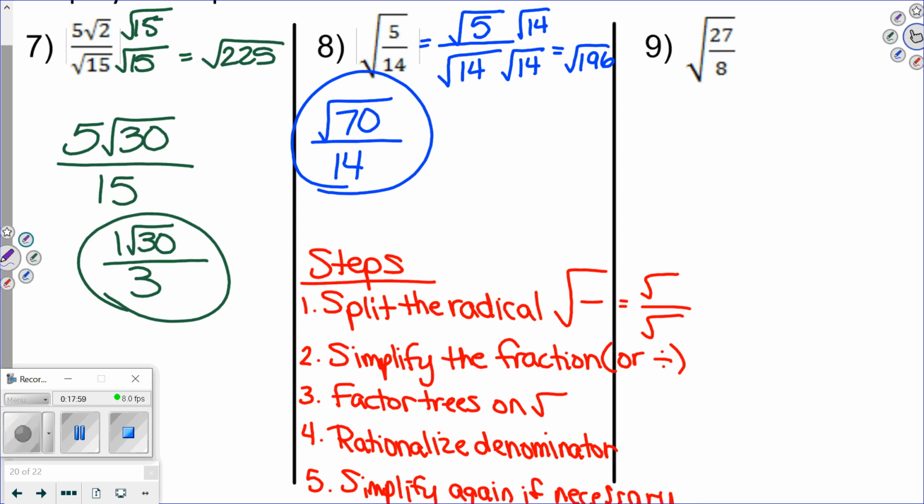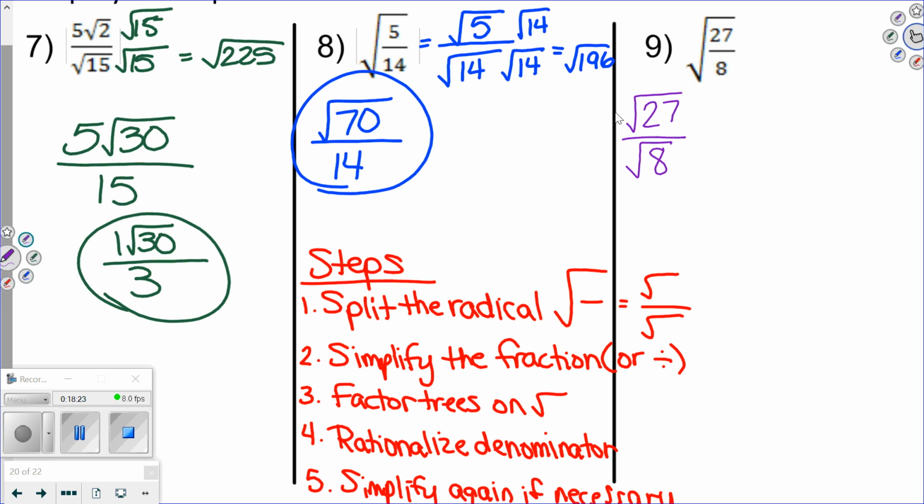All right, so number 9, I think all of you did the first step, right? You all split that radical 27 over radical 8. Okay, so step 2, simplify the fraction. 27 over 8, does that simplify as a fraction? It does not. But most of you didn't do step 3.